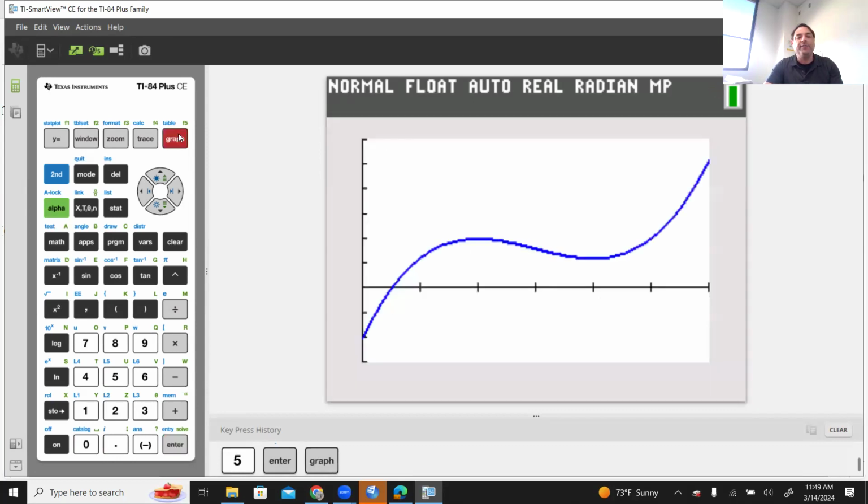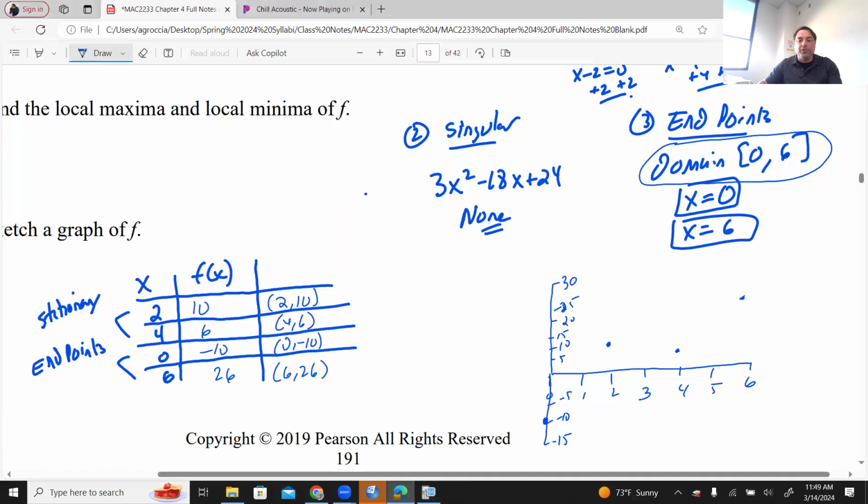Hit graph. That's what it looks like. And it follows what we drew, right? There's our dot. So it goes up, down, and up again. Okay? So as we look at each point, we're going to figure out, is it a max, is it a min? So we're using the table to figure that out.